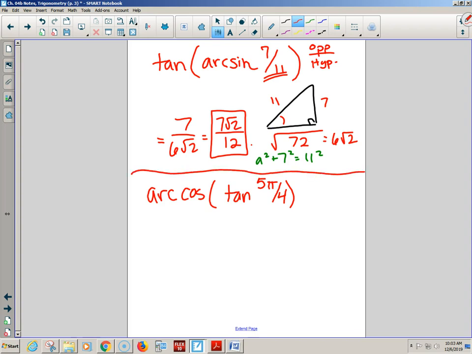Well, first of all, pause. There were some homework problems like this. Any questions you guys want to ask? It's a trig of an arc trig. These are ratios. Make a triangle. Use the triangle to answer the question. Okay-ish?